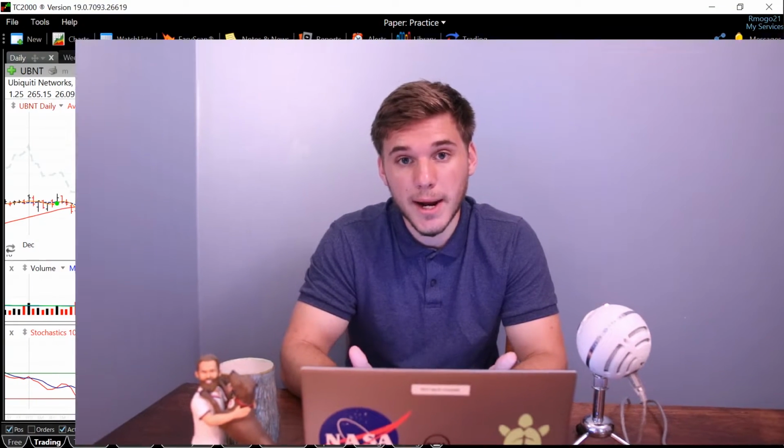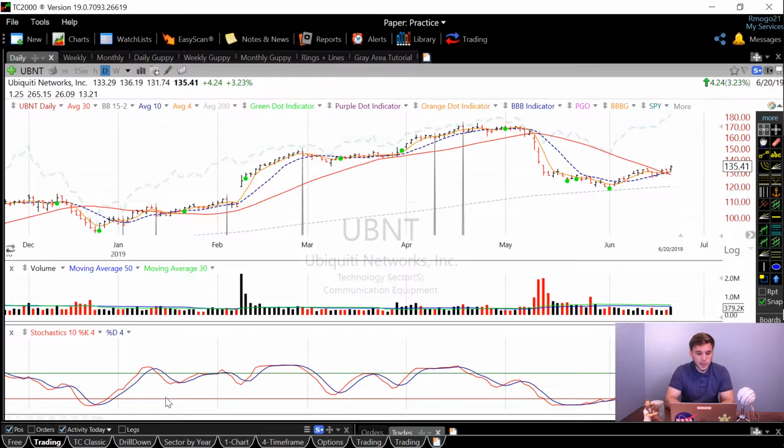Now let's take a look at UBNT and see how this works in practice. So you can see that the green dots occur when there's this crossover of the red over the blue. And you can see that the corresponding stochastics are the faster and then the moving average of that stochastic. After the overall stock market started its uptrend this spring, you can see that the stock had 1, 2, 3, 4, 5 green dots after the stock crosses above its 30-day moving average.